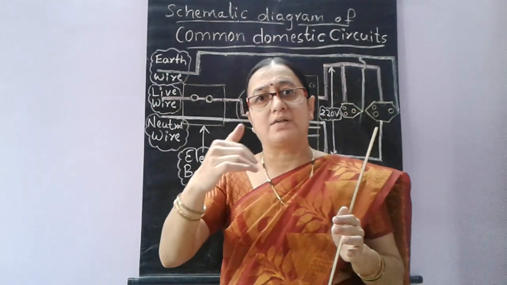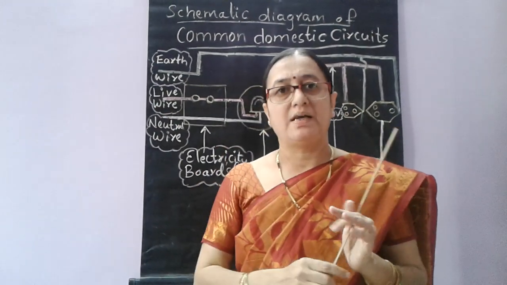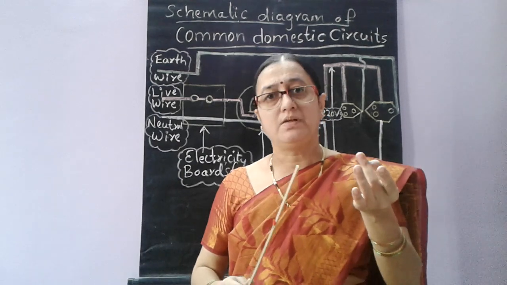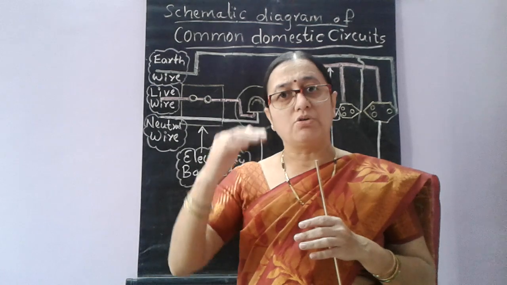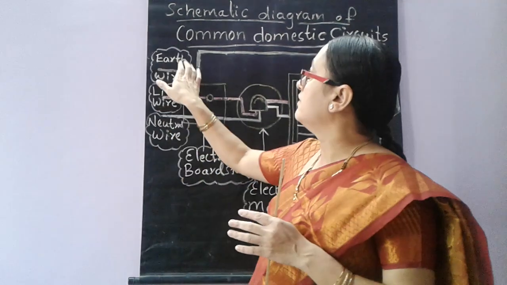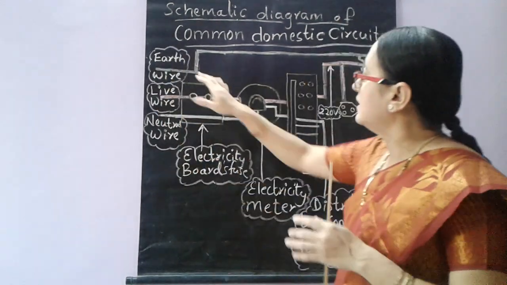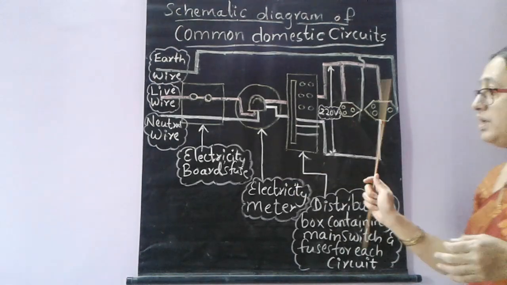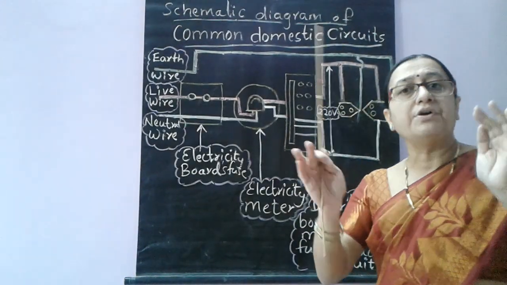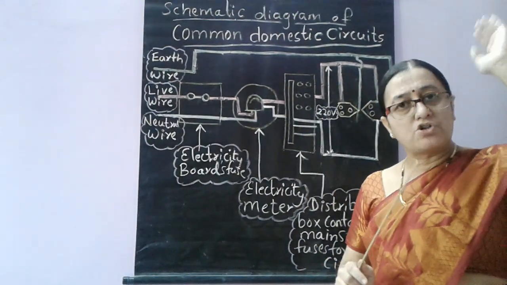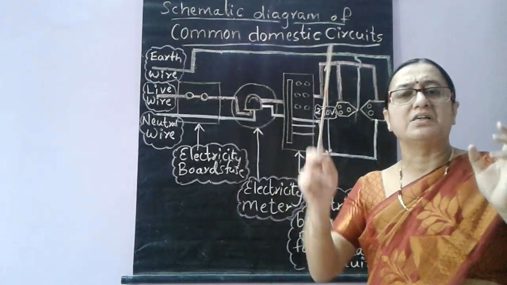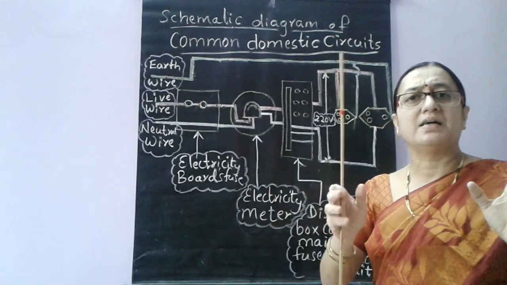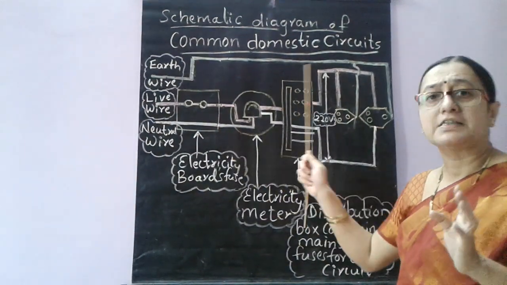Most of our appliances, like the washing machine and fridge, have metal bodies. These metal bodies may give a shock, so to avoid this, the earthing wire is helpful. This earth wire is connected to each and every switchboard in your house: the washing machine switchboard, and all the light and fan switchboards, everywhere this earthing wire is connected.